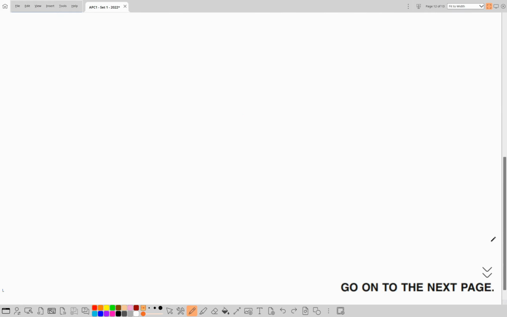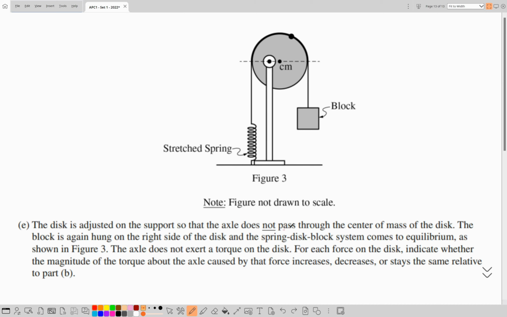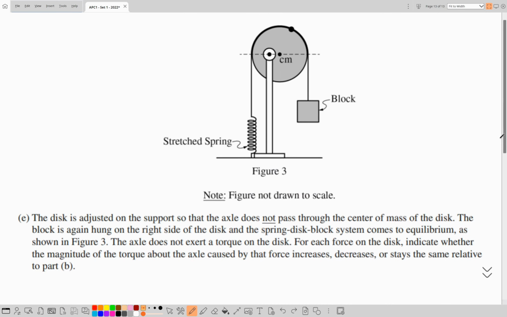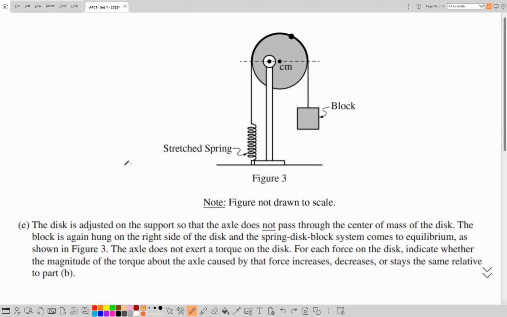Okay, moving on to the next page, and that would be the final part of this exercise. They're telling us, okay, in part E, the disk is adjusted on the support so that the axle doesn't pass through the center of mass of the disk.